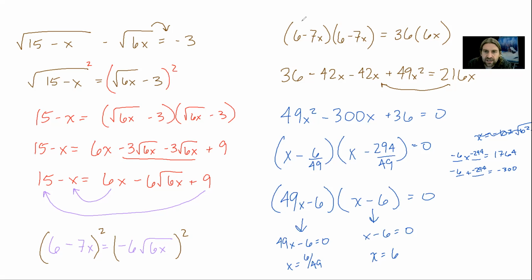All right, so we need to double check that both of these work. I'm going to first check 6 because that's way easier and less scary than plugging the other one in. Does the square root of 15 minus 6 minus radical 6 times 6 equal negative 3? So does the square root of 9 minus the square root of 36 equal negative 3? Does 3 minus 6 equal negative 3? Yes, that does work.